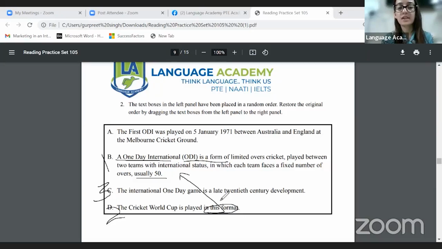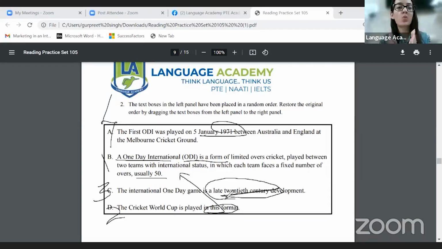And then you talk about the past. The international one-day game is a late 20th century development. Late 20th century can have a lot of years. And then you specify which year you are talking about. The first ODI was played on 5th January 1971. So 20th century is much broader than giving one day in the 20th century. This is one of the very good questions and the easiest one, simply based on rules. So 20th century is broader, one day is narrower, so that was one pair. And wherever you have full form plus acronym, that will always come first before using the acronym or the full form separately.